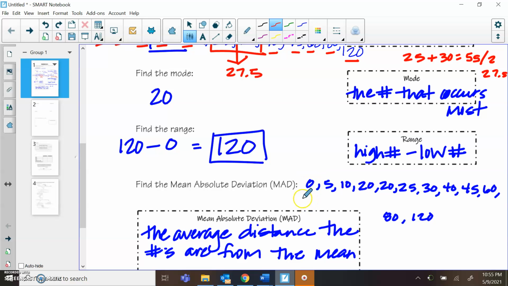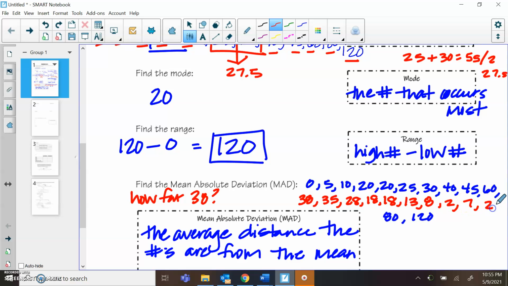So 0 is 38 minutes from 38. 5 is 35 away. 10 is 28 away. 20 is 18 away. Another 20 is 18 away. 25 is 13 away. 30 is 8 away from 38. Again, I'm just looking at how far from 38 all of these are, because the mean was 38. 40 is 2 away. 45 is 7 away. 60 is 22 away. 80 minus 38, that's going to be 42 away. And 120 minus 38 is 82 away. So that's how far all of those are from 38.